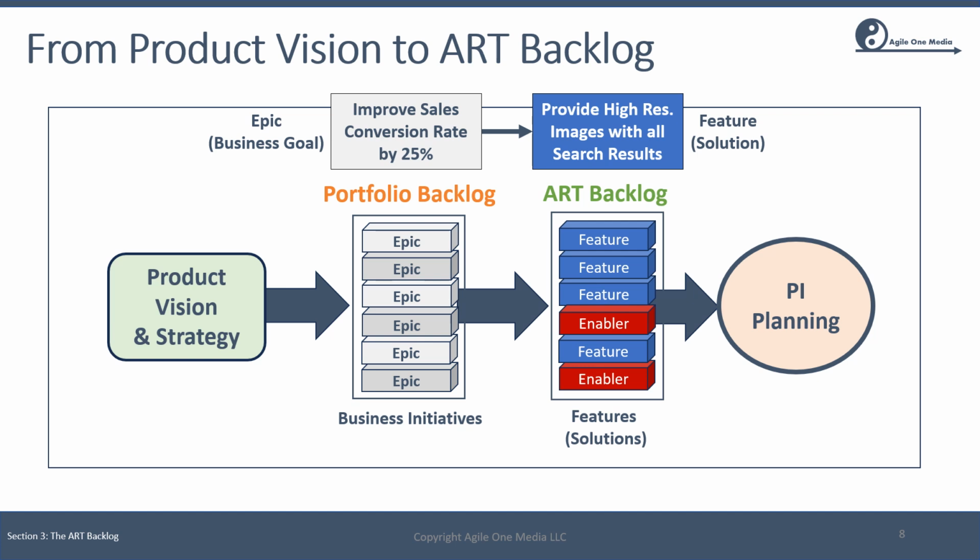So the example we have here is a business goal of improving sales conversion rates by 25%. This is being addressed or supported by adding a feature to the product to provide high resolution product images with all search results. Presumably this is an e-commerce system. This feature is captured in the ART backlog, where it is then refined to a level of detail reflected in the template reviewed in the previous slide, and is also ranked against all of the other backlog items. And then this backlog is the input into the next PI planning event.